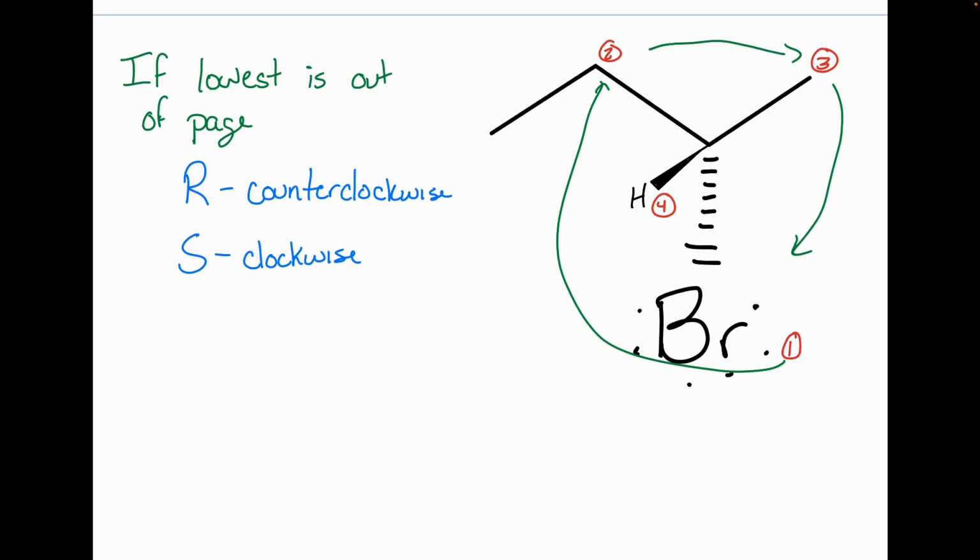All right. We've looked at some bonds with these dashes and wedges. What we really haven't talked about, even a little bit since the first semester, that's closely tied to this, is what's called optical activity.